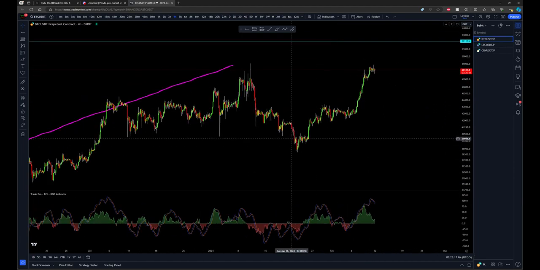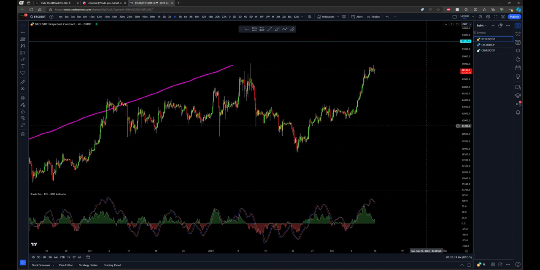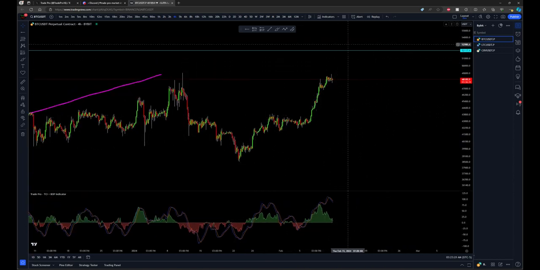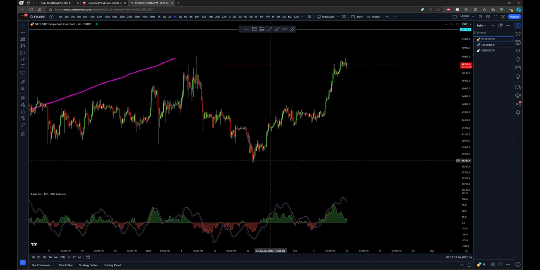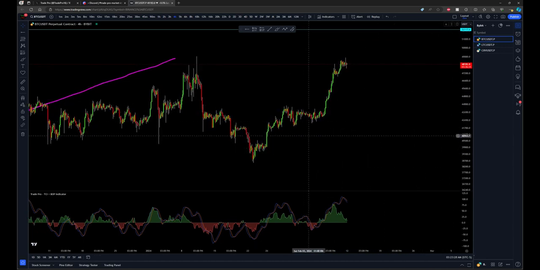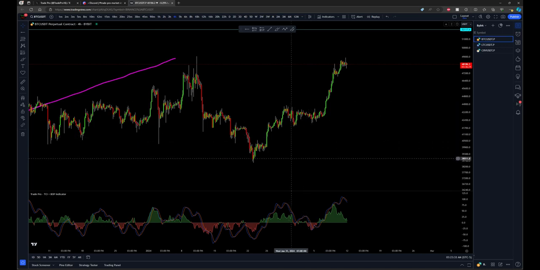So we had the setup to get long into this trend and then look for that next move towards 52K. And there's not much to do in between there. So most of the time it's just sitting and waiting, either in a position or waiting for a setup to take formation, so that we can get into the trend and look for that next move.